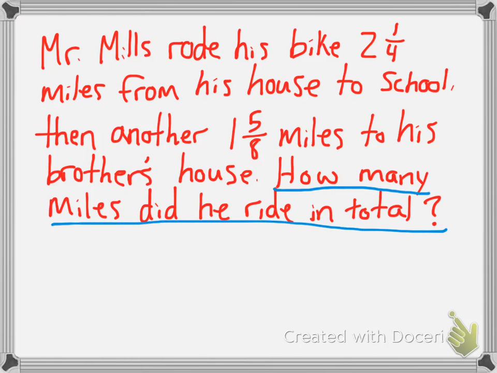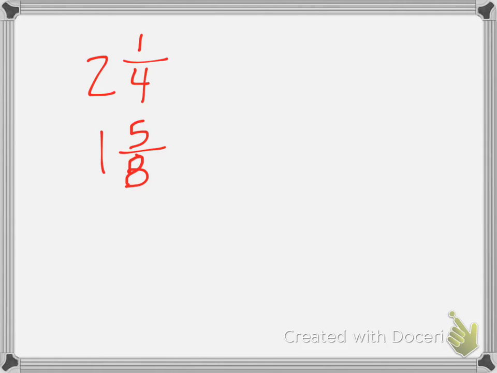So if I'm looking at this, he rode 2 1/4 miles from his house to school and then another 1 5/8 miles to his brother's house. I've got to figure out what type of problem this is. Is it addition, subtraction, multiplication, division? In this case, I'm putting these two mileages together, so it's going to be addition.